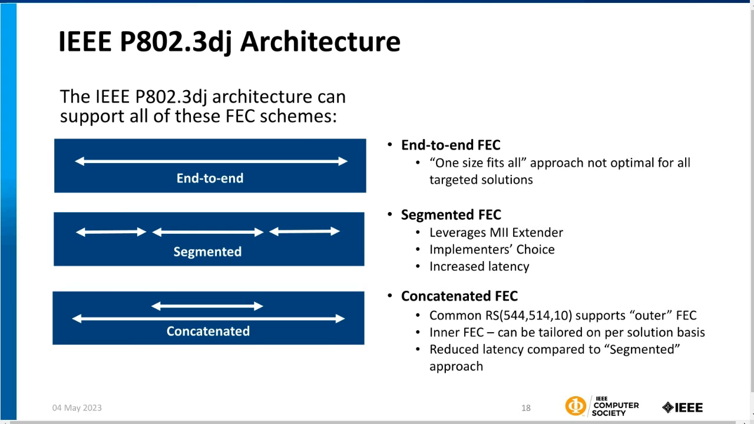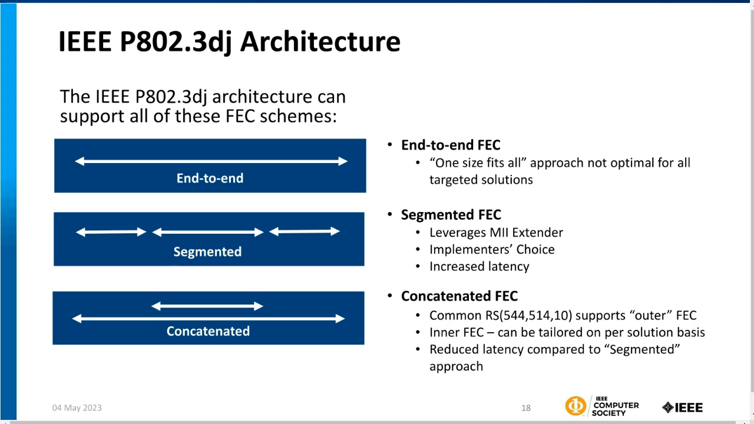All right, now the DJ architecture. I'm going to go into a little bit more detail, but before I do that, I want to touch on the FEC schemes, because that's really been the big point of, I don't want to say contention, but of debate within the group, right? If you think about it, there are 3 types. You can have an end-to-end FEC, which means I apply FEC at one point on the line card and don't apply anything again until I terminate it at the far end.